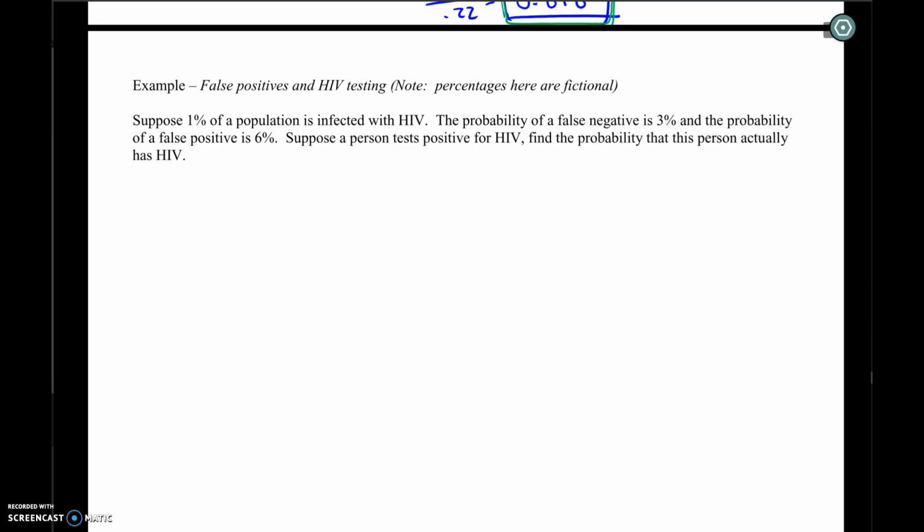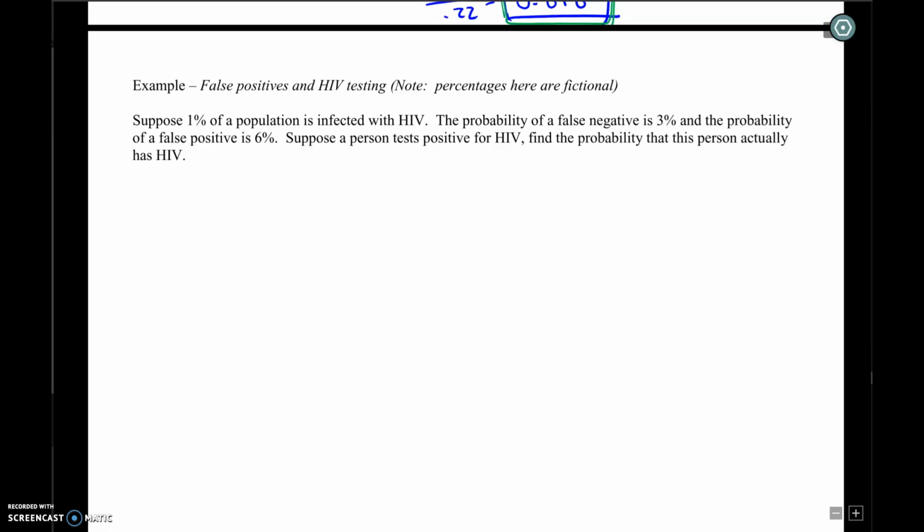Who knows, right? Suppose 1% of the population is infected with HIV. Oh, actually, no. Let me go on record here. This is absolutely made up because I did not research HIV, nor do I know what percentage of any population is infected with HIV. So I did just make this up. The probability of a false negative is 3%, and the probability of a false positive is 6%.